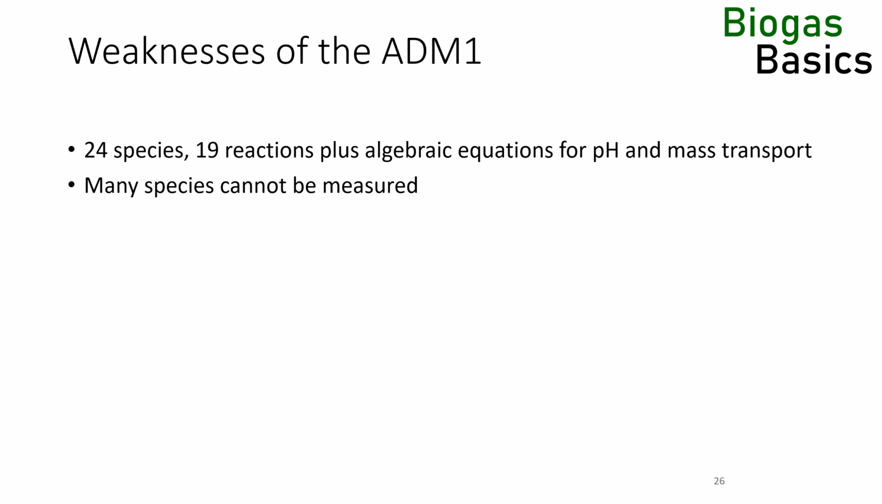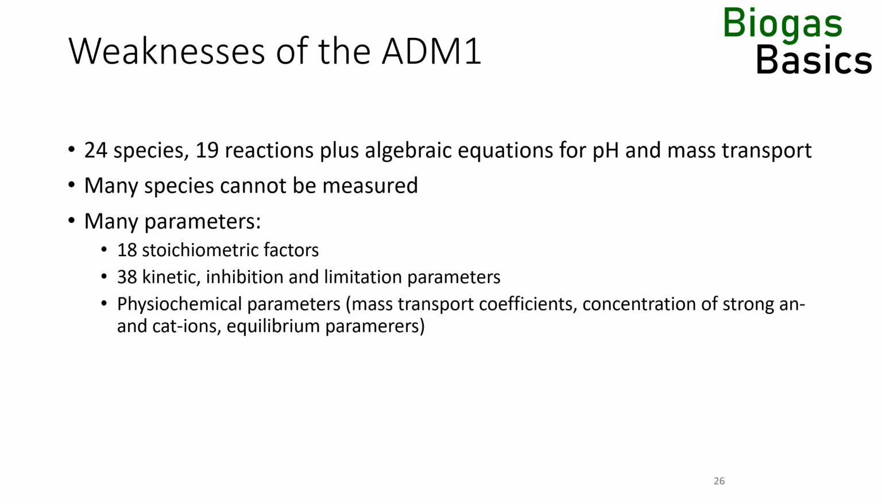And because the intermediate products are also immediately consumed, they are only present in low concentrations, which means measurement errors have a high impact on the parameter fit. And there are many parameters to fit. The original model contains 18 stoichiometric factors, plus some that are hard-coded into the equations. Additionally, there are 38 kinetic parameters, plus parameters for the algebraic equation system, mass transport coefficients, and concentrations of strong anions and cations.